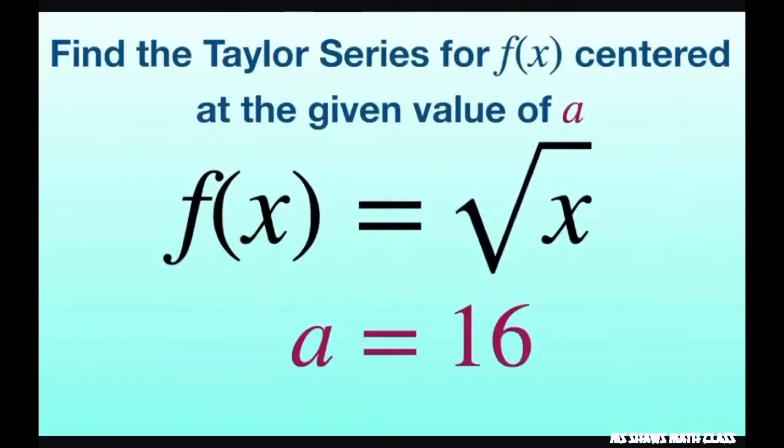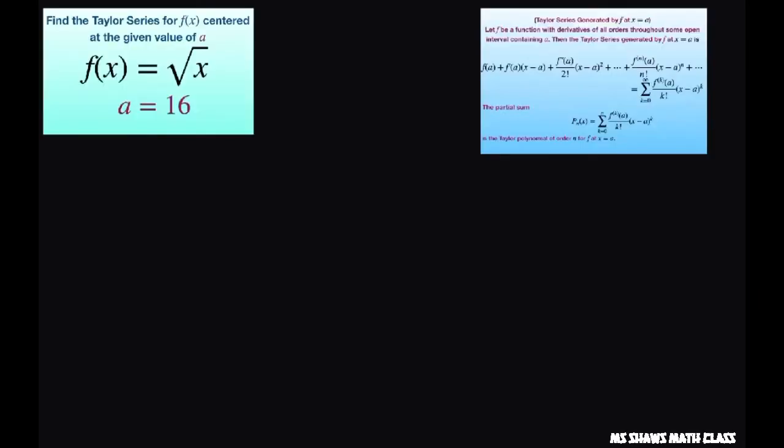Hey everyone, we're going to find the Taylor series for f of x equals square root of x centered at the given value of a equals 16. So we're going to find a sum for this, and then we're also going to find the radius of convergence. To write it out in this format, we're going to start with n equals 0.